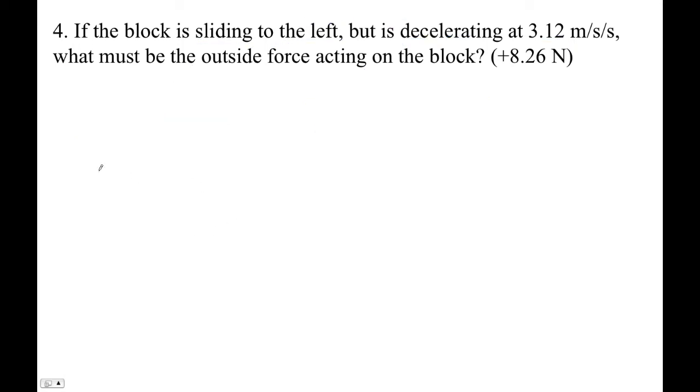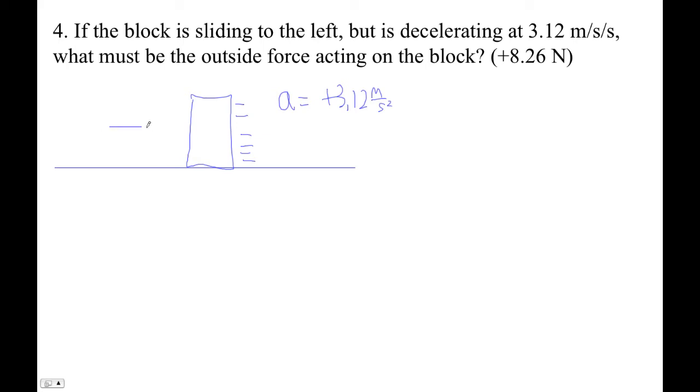So let's just go back to the simple problem here. We are sliding to the left, but we're decelerating. So our velocity is that way. If we're decelerating, then our acceleration is positive 3.12. Velocity is negative, but the acceleration is positive. This will make a difference. Now, there's some unknown force acting on the block, and so we'll just draw that in here, as we don't know where it is.